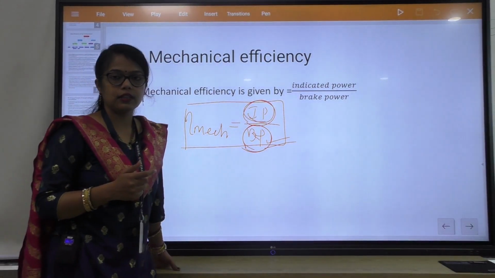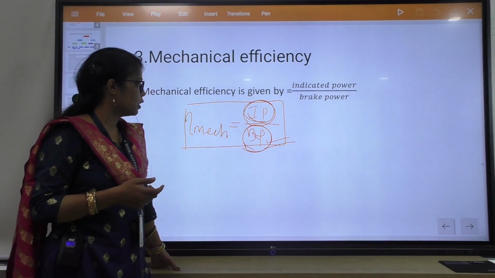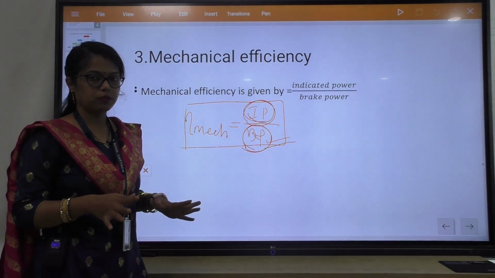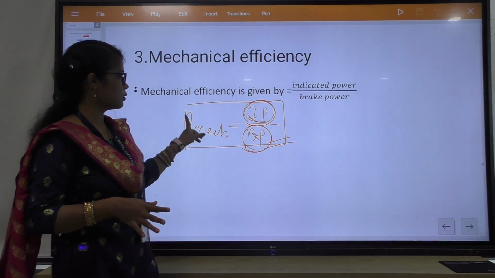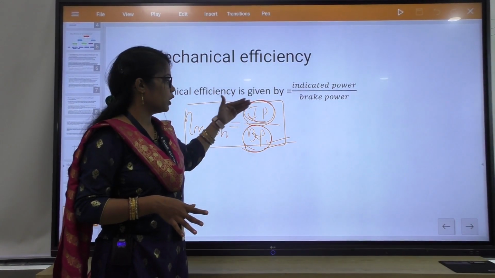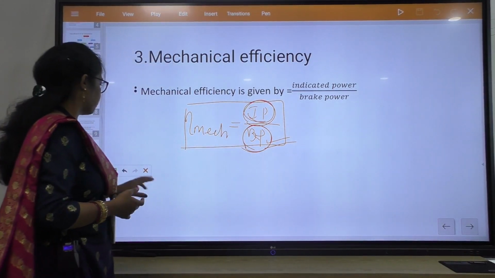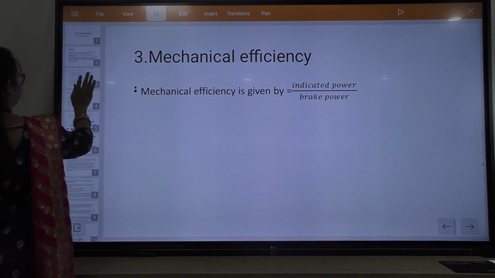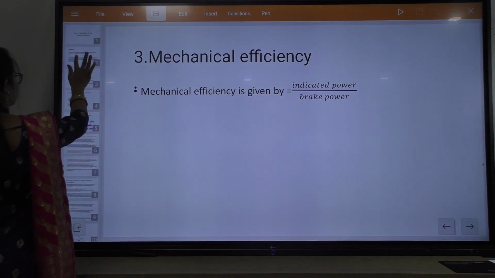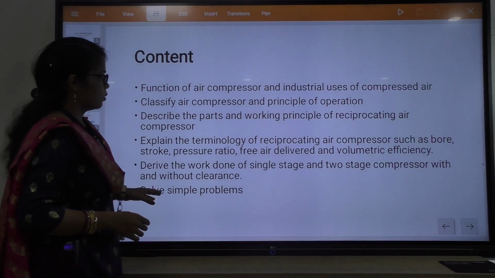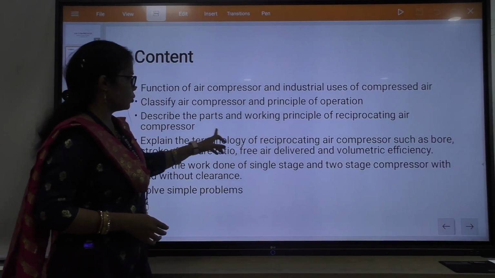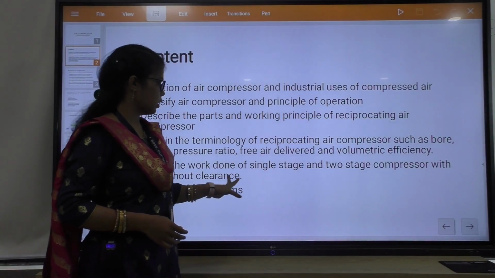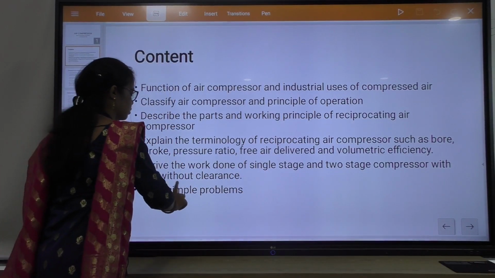But in the IC engine case, it is the reverse: the mechanical efficiency is brake power by indicated power. So, do not be confused. In this air compressor case, mechanical efficiency is equal to indicated power divided by brake power. So, we have covered the working principle of the reciprocating air compressor and work done for a single stage compressor without clearance.